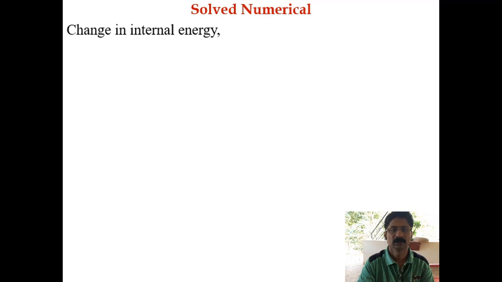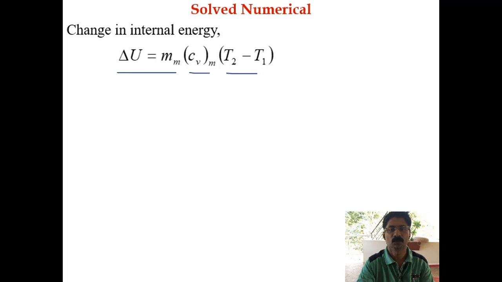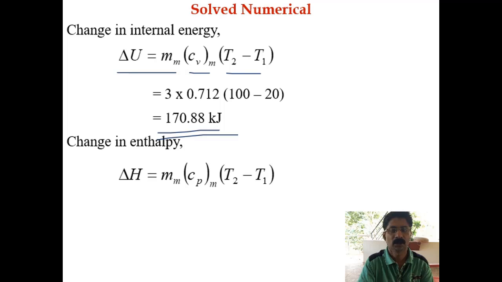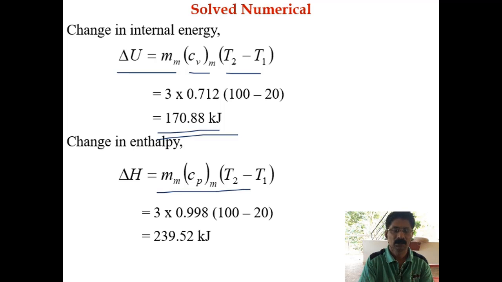Now let us find out the change in internal energy. As all of you know, delta U is equal to m Cv dT, so m_m Cv_m into T2 minus T1 for the mixture. If you substitute, you will get 170.88 kilojoules. This is the change in internal energy for the mixture. Similarly, change in enthalpy, delta H is equal to m Cp delta T, so m_m Cp_m into T2 minus T1. After proper substitution, you will get the change in enthalpy as 239.52 kilojoules.